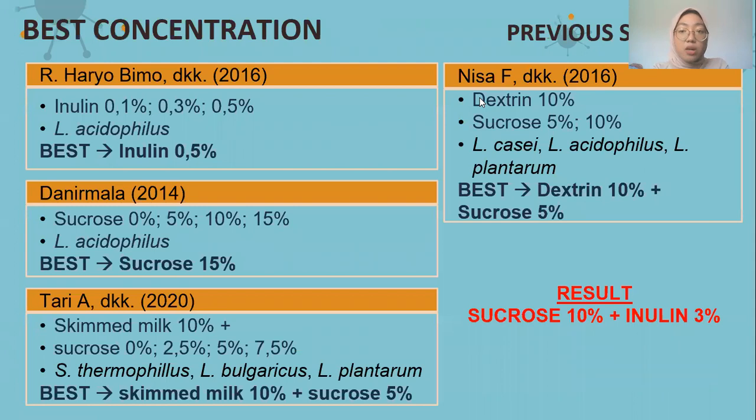Here's the comparison of inulin and sucrose-based concentrations from the previous studies, and this is the best combination from this research: sucrose 10% plus inulin 3%.